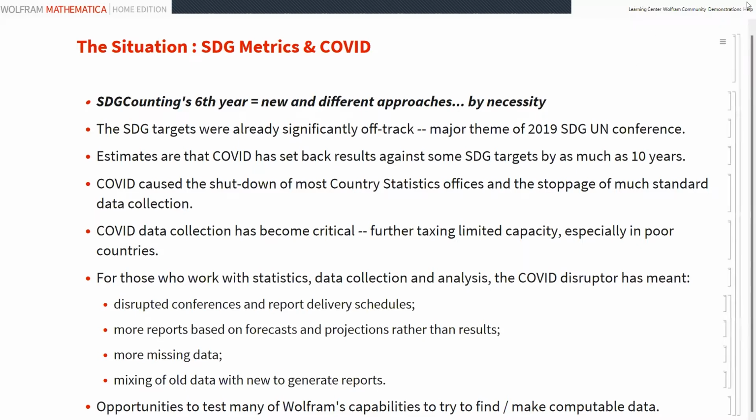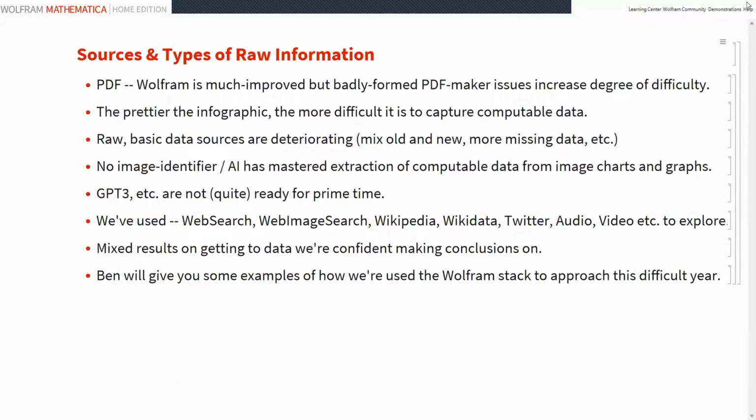On the other hand, this has given us lots of opportunities to test all sorts of Wolfram capabilities to try to find and make computable data. We haven't been successful in all cases, but it's been a great exploration, and Ben's going to show you a few things that we have been able to do. I'd just like to talk about a few of the data sources and some things I've seen that have been less than ideal.